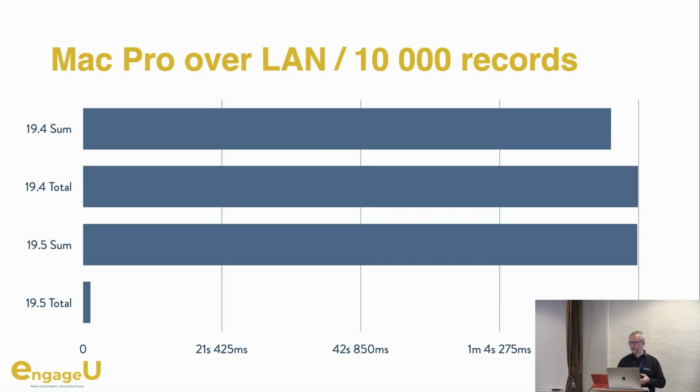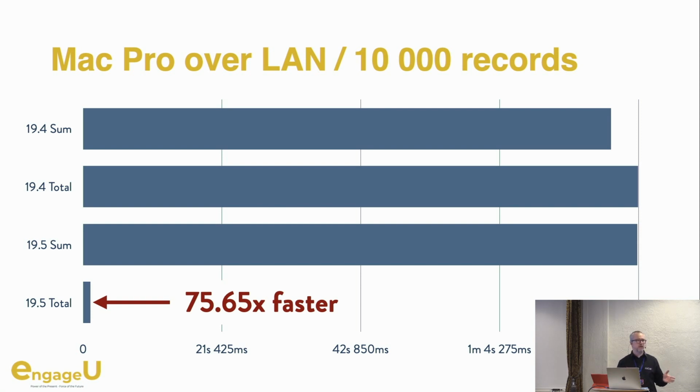Now we have a Mac Pro on a local network. Slow server, 10,000 records, 75 times faster. So the slower your server is, the higher is the impact of 19.5 calculating summary fields on a server. That's the conclusion. But how about network?